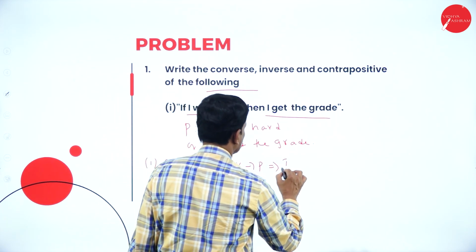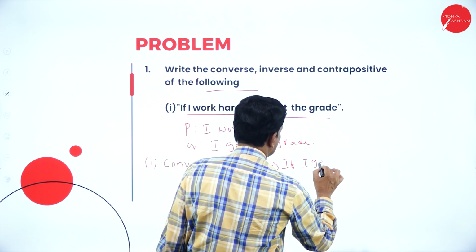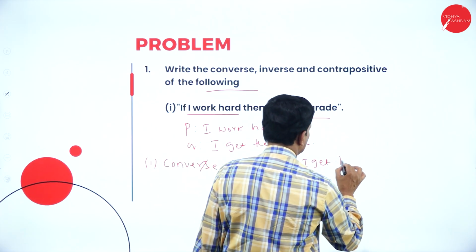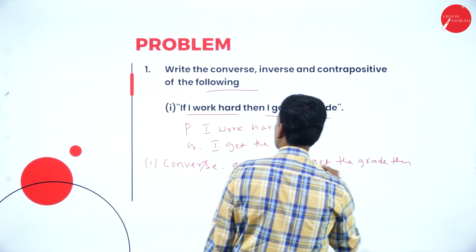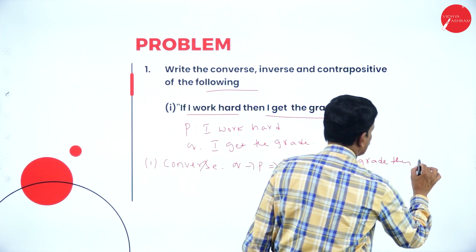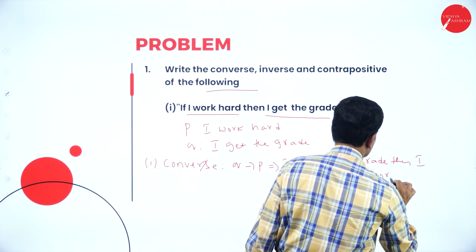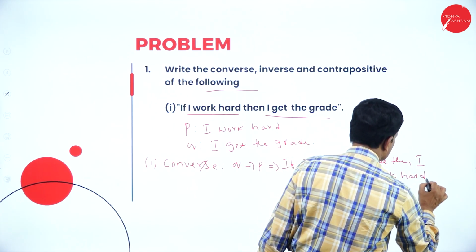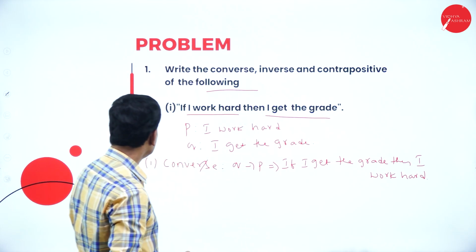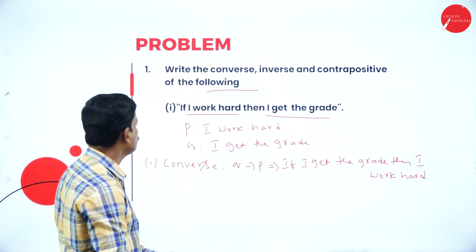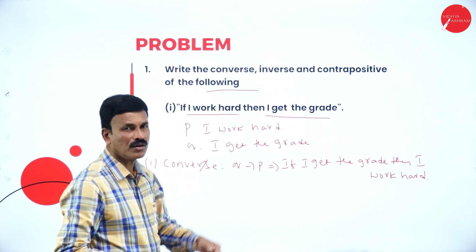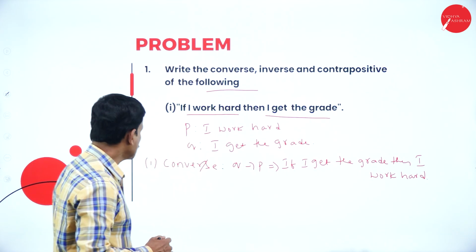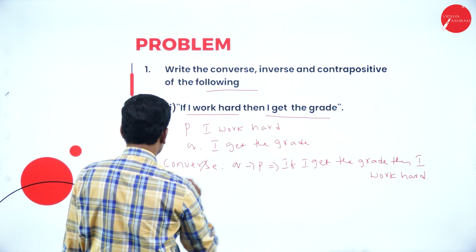If I get the grade, then I work hard. This is the converse. Q conditional to P. If I get the grade, then I work hard. Okay. Next, the second one, after the converse, is the inverse.